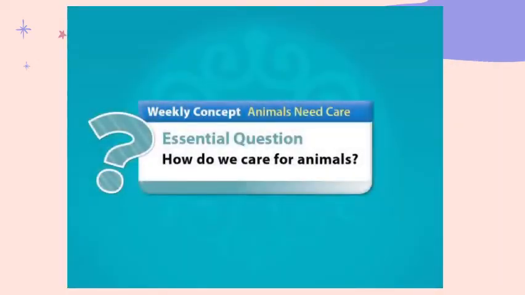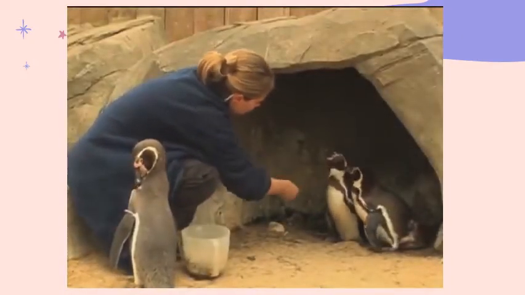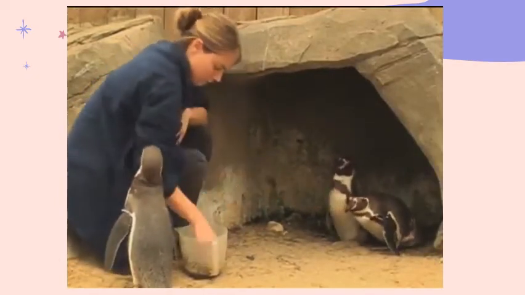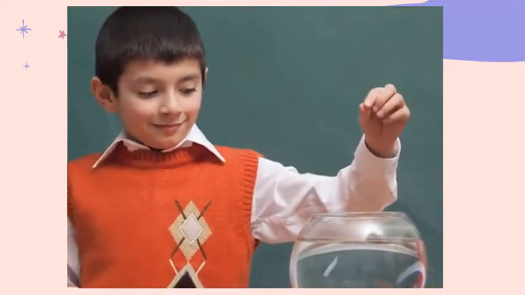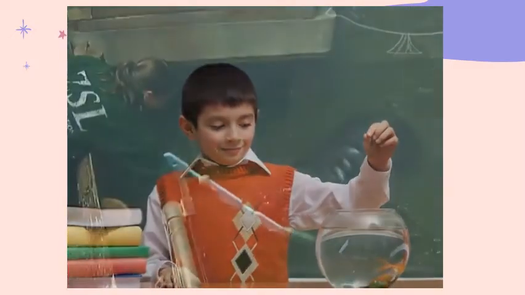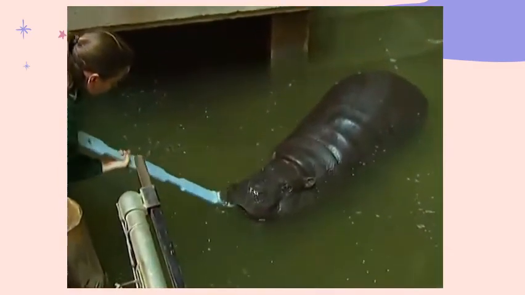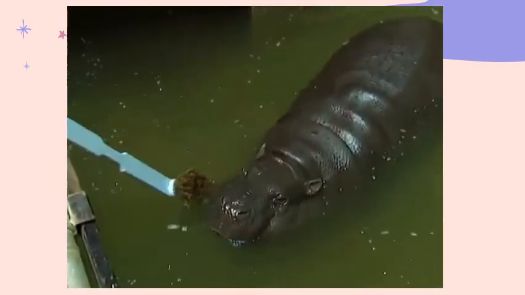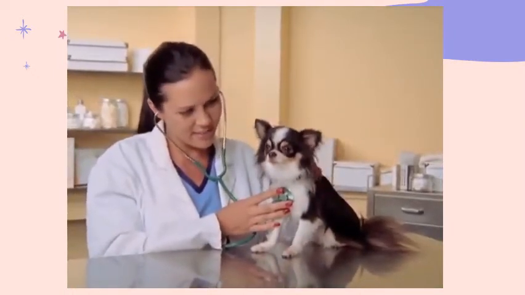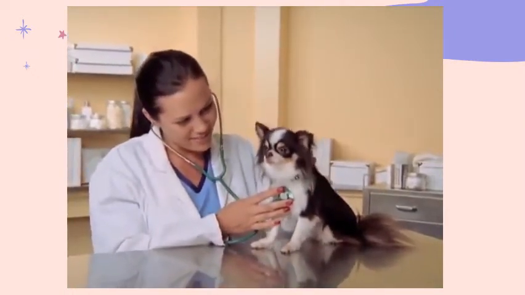Animals need care. How do we care for animals? People give animals what they need. Zookeepers make sure the animals at the zoo get fresh food and water every day. If you have a pet, you take care of it when you feed it. Animals also need to be clean. This means sometimes they need a bath. Veterinarians give animals the medical care they need. This helps animals stay healthy.